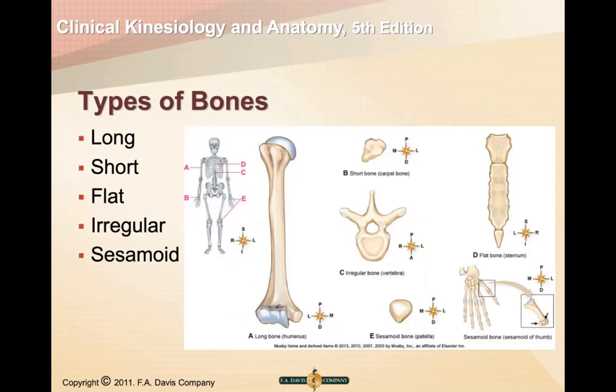The picture here is of the femur. This is a femur. This is an example of a long bone, obviously because it's long. Your tibia is a long bone. Your radius and your ulna are long bones. Your humerus is a long bone.